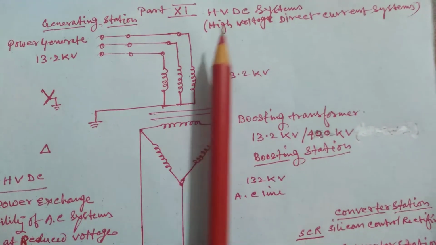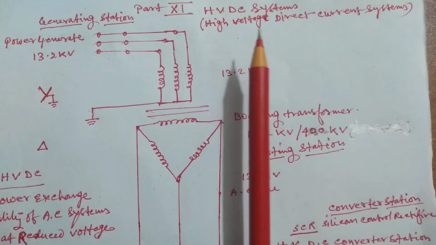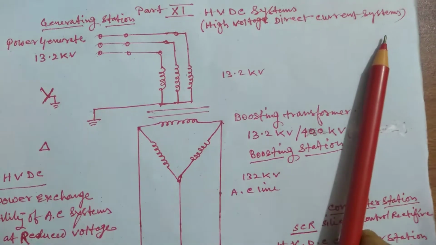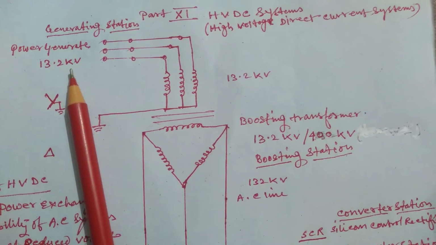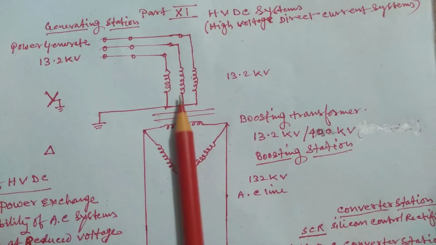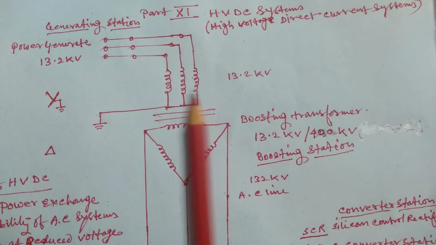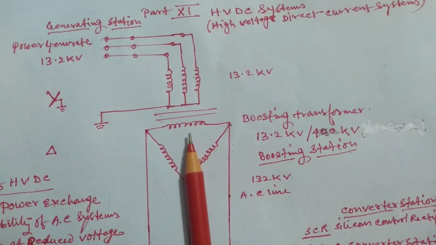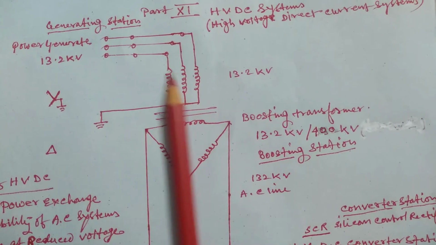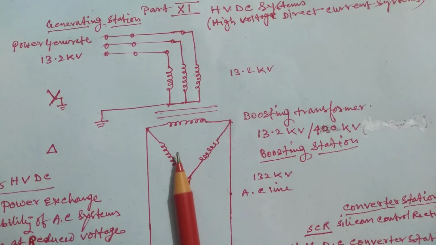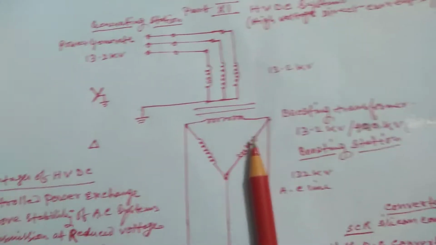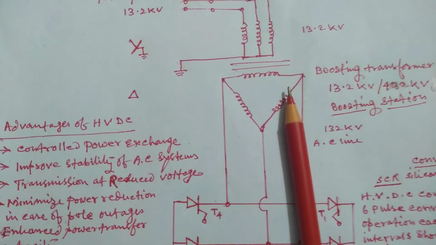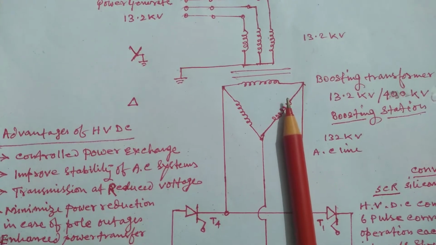Part 10: HVDC systems, high voltage direct current systems. Generating station, power generated at 13.2 kV. The transformer, the start and outgoing boosting transformer. This is the outgoing delta. Mainly we are covering HVDC systems.